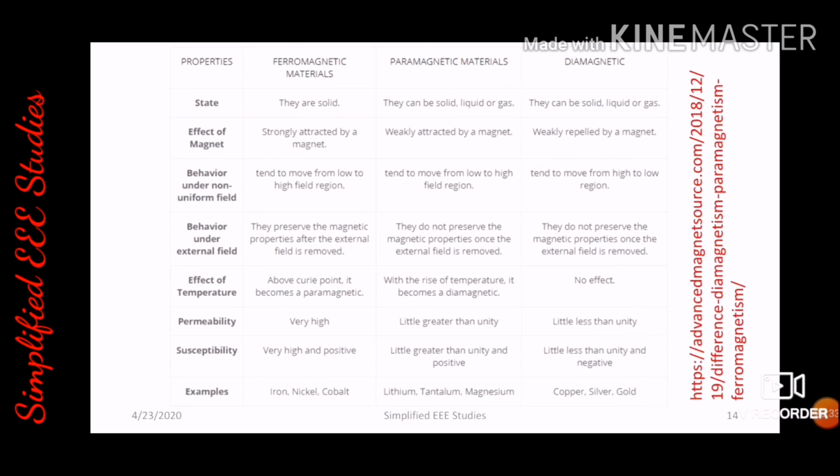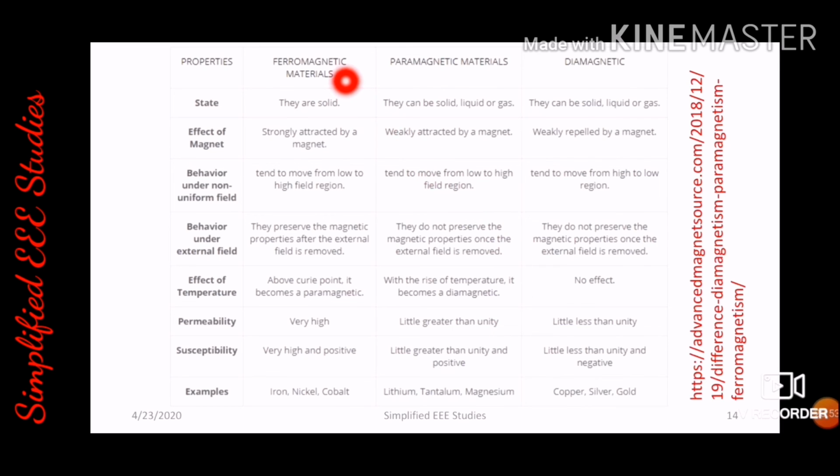Regarding susceptibility, it is very high and positive for ferromagnetic material, whereas in diamagnetic material it is a little less than unity and negative. For paramagnetic material, susceptibility is a little greater than unity and positive. So these are the peculiarities regarding susceptibility.